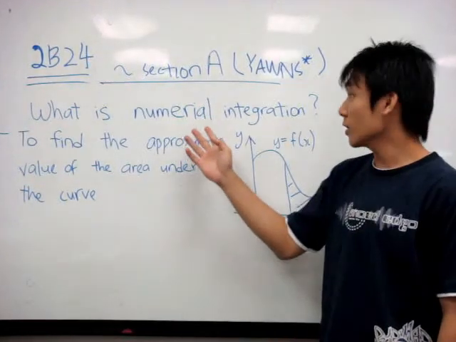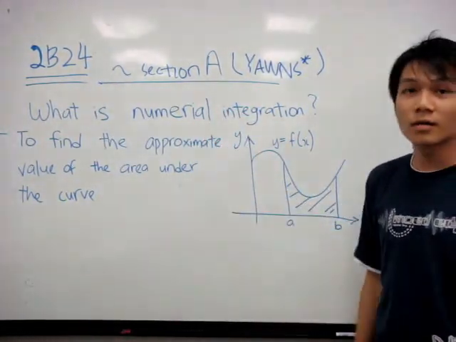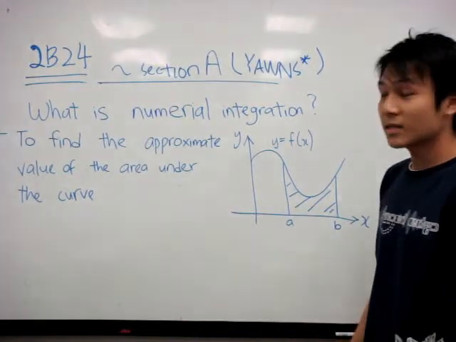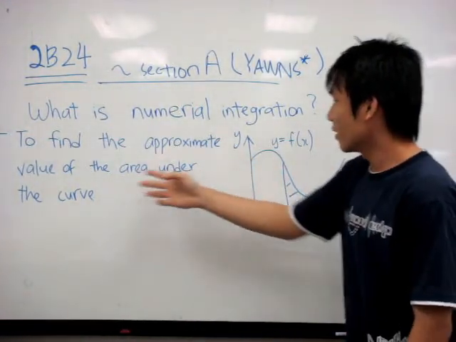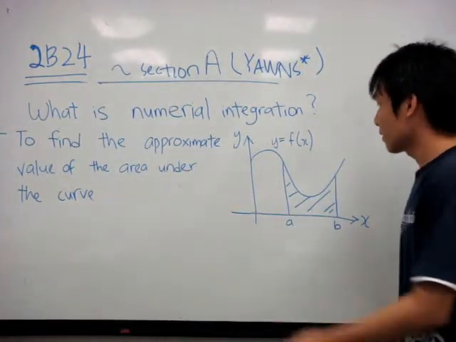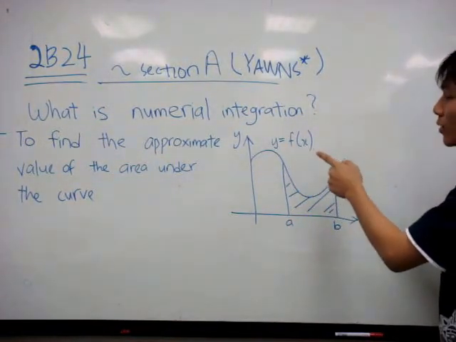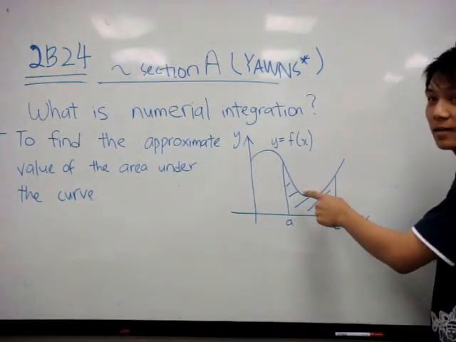For the first part, we are talking about what is numerical integration. It's basically to find an approximate value of the area under the curve. This is one of the curve y equals f(x), and the shaded part is the area.